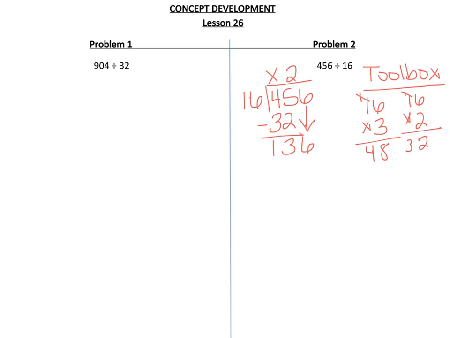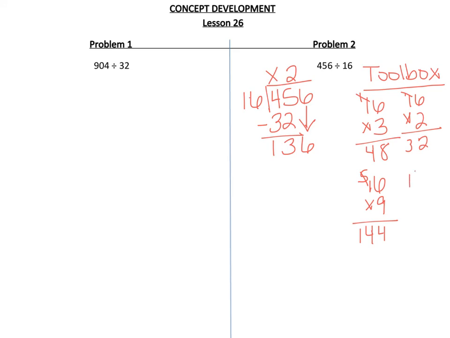Let's see. I'm going to count by 15s again, because 16 is really close to 15. 15, 30, 45, 60, 75, 90, 105, 120, 135. So I think 9. So let's try 16 times 9. 9 times 6 is 54. So I write the 4, carry the 5. 9 times 1 is 9, plus 5 is 14. All right, that's too high.